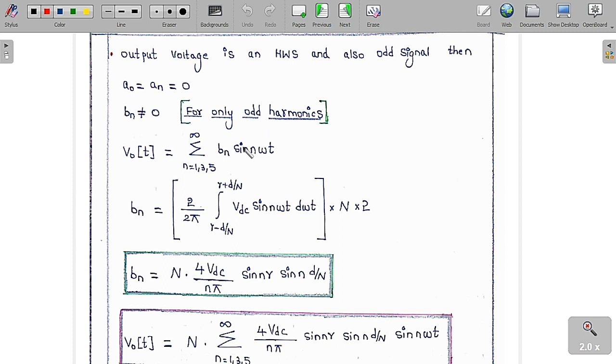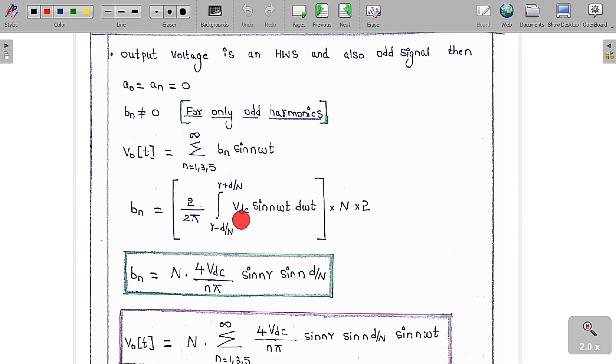So V0 of t, if you want to expand it in terms of Fourier series, is equal to sigma n is equal to 1, 3, 5 up to infinity of Bn sin n omega naught t. So if you want to find the value of Bn with the help of Fourier series, we can get the expansion easily. It is very simple, which is 2 by 2 pi integration of gamma minus d by n to gamma plus d by n. So here in this range we are going to get the signal.